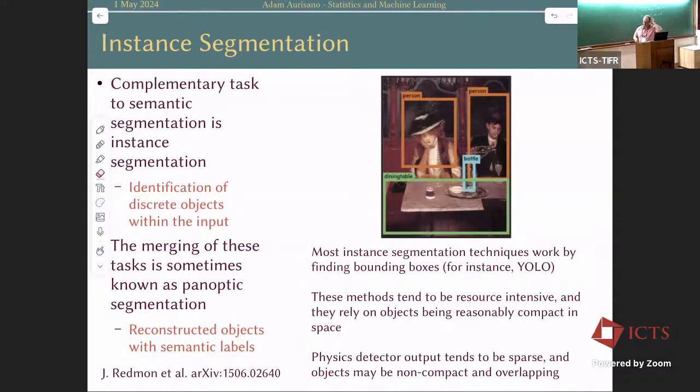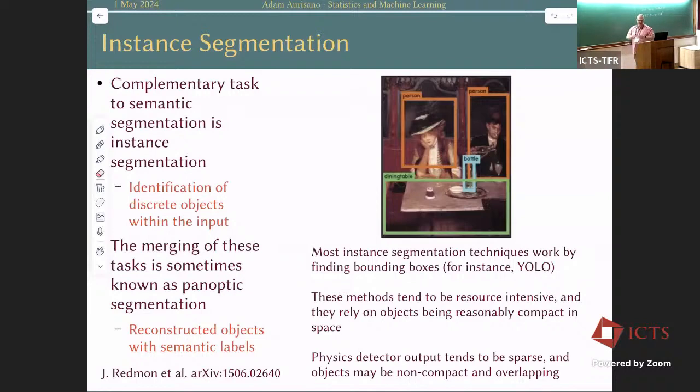But they still work reasonably well in natural images. But in a particle detector, you can have objects that intertwine with each other, right? You can have a shower that's coming out and then a track that goes through the middle of it. There's no bounding box that can cover both of them and distinguish the two from each other.